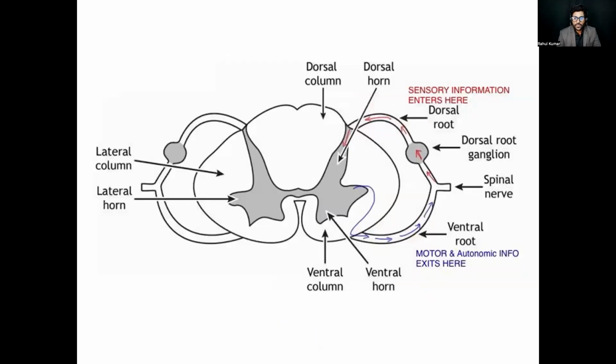So this is a cross section, sort of an axial cut, of a spinal cord. You can see on the top, this is the dorsal. Dorsal is where the inputs come. Sensory information enters here. And then you have a lateral horn. Lateral horn is mostly autonomic. It goes out from here, joins the ventral root where you get the motor. Both of these join and become a mixed spinal nerve.